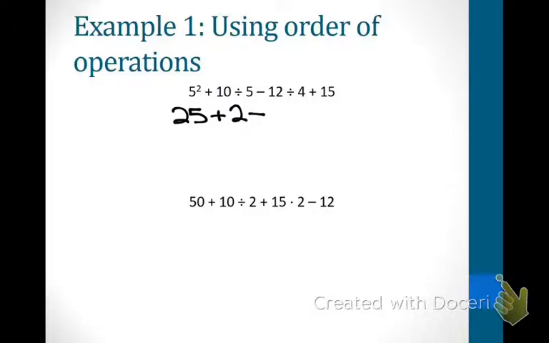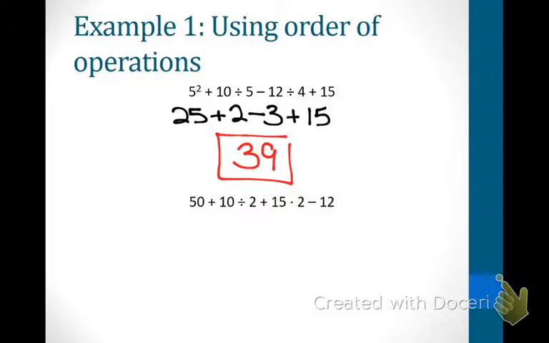I'm bringing down my minus sign. I'm not doing subtraction yet. Now again, I caught another division sign, so I need to divide. 12 divided by 4 is 3 plus 15. Now I can add and subtract. All right, 25 plus 2 is 27. Minus 3 is 24. Plus 15 is 39. Now I want you to try to do this last one.